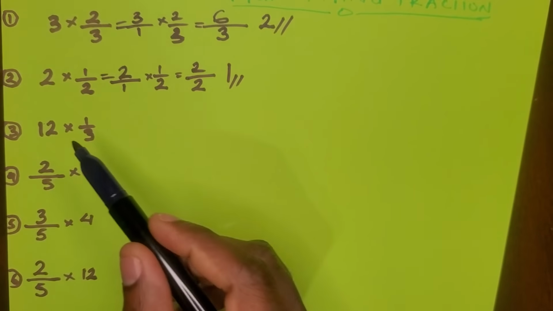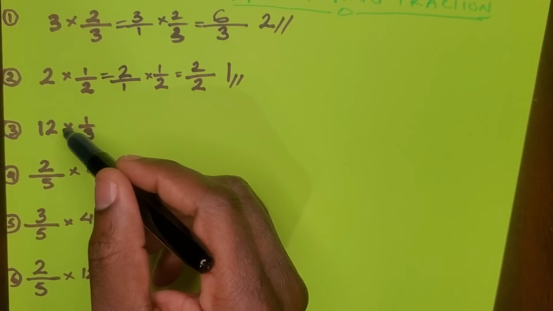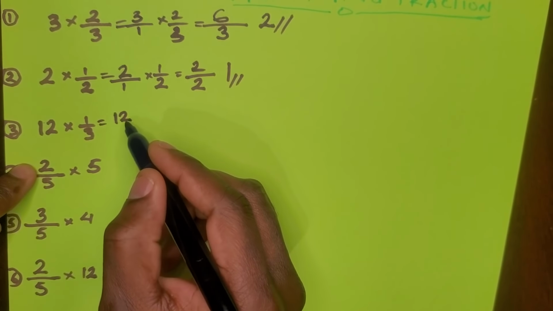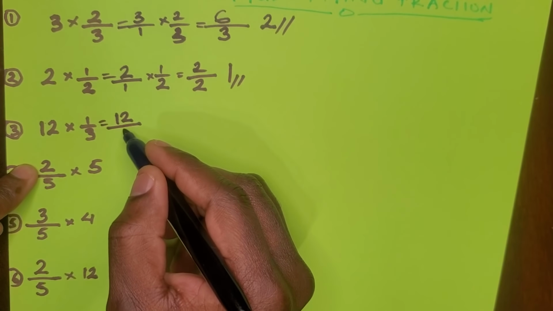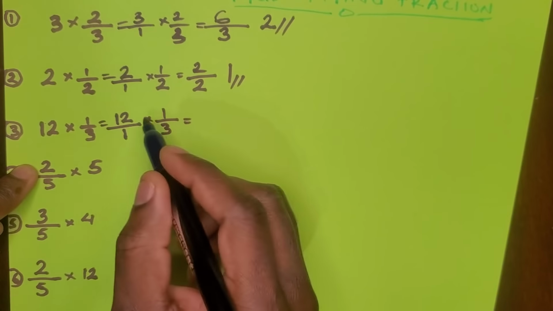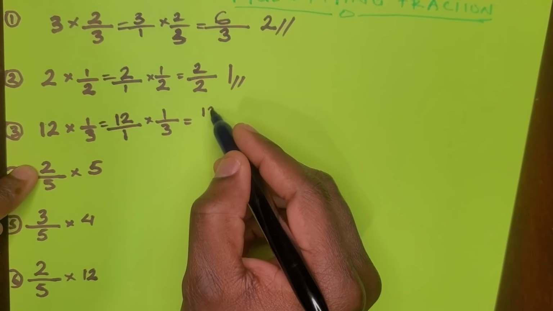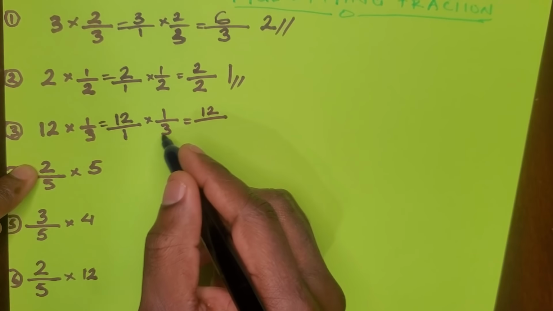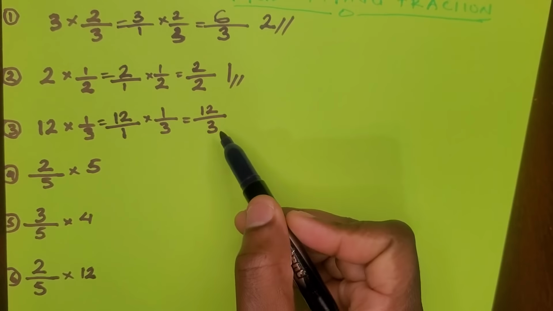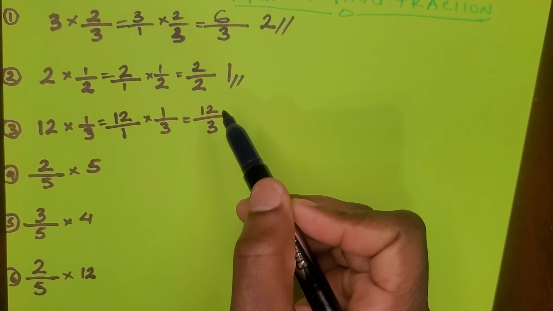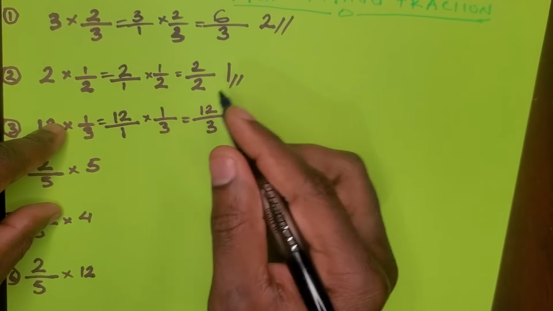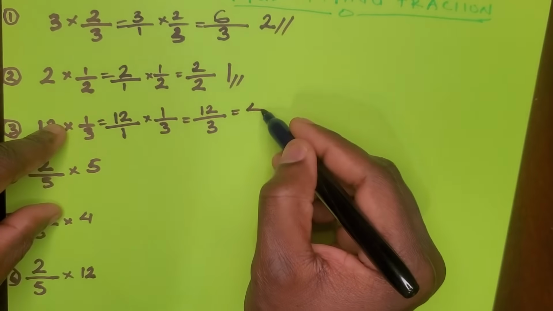So let's go to the next problem. Find 1/3 of 12. We're going to rewrite our problem like this: 12, every whole number is expressed over 1, times 1/3. It's going to be equal: 12 times 1 is 12, and 3 times 1 is 3. When we arrive at this point, we also want to divide because 3 can go into 12 evenly without a remainder. So 3 into itself 1 time, 3 into 12 4 times. So 3 times 4 is 12. So the answer is 4.